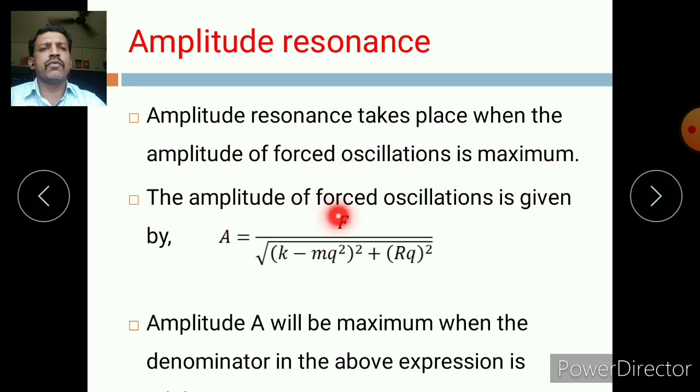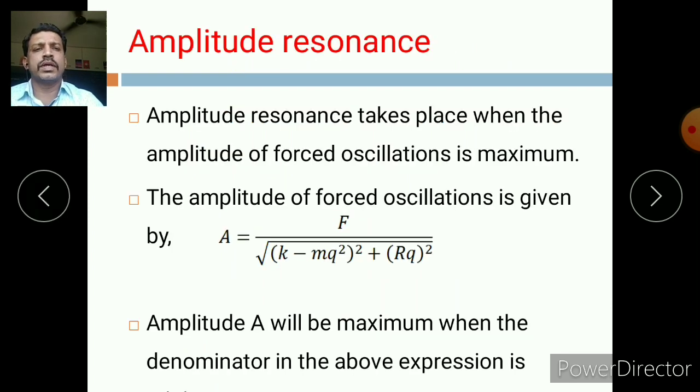The amplitude of forced oscillation is given by this equation. Yesterday we found this equation: amplitude A equals F upon the square root of [(k minus mq²)² plus (rq)²]. This is one of the important equations which we use everywhere. Amplitude A will be maximum when the denominator term is minimum.